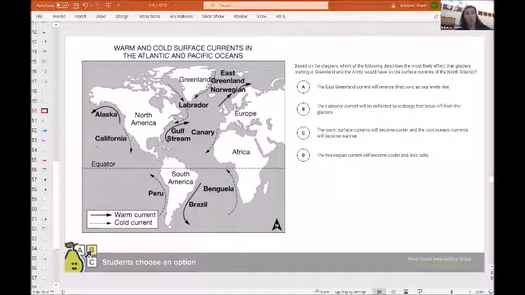These are warm and cold surface currents in the Atlantic and Pacific Oceans. So based on the diagram, which of the following describes the most likely effect that glaciers melting in Greenland and in the Arctic would have on the surface currents of the North Atlantic?